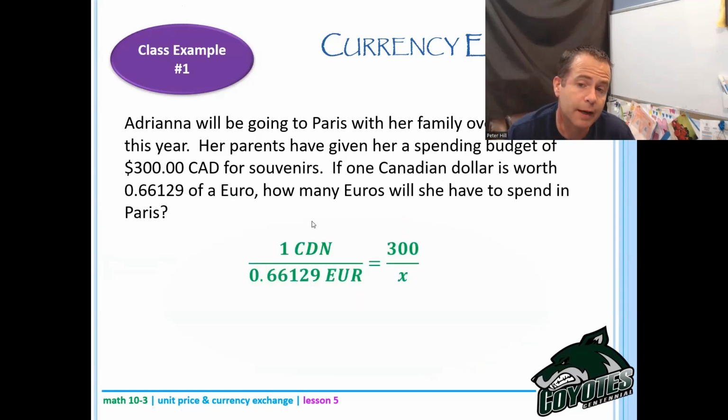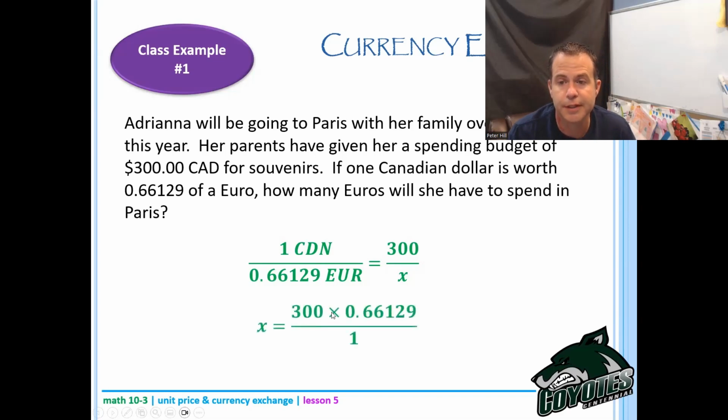Okay, so we have 1 Canadian dollar over 0.66129 euros, and then I had 300 Canadian dollars, and I'm looking for how many euros that is. Okay, so now I'm hoping that this stage looks super familiar and super comfortable. I'm going to do my cross multiplication. I'm going to go 300 times 0.66129, and then 1 times x is just x. So that's actually going to take me right to my answer, right?